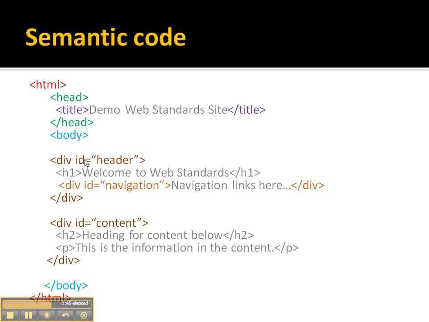Then we have a division, and that division is called header. Well, what do we expect to find in our header? We expect to find a title, such as this H1, Welcome to Web Standards, and then maybe another division, which is our navigation, and that ends that particular header section. Now we start a new section called Content. Inside there we might find a new heading, which is the heading for the content, then a paragraph, which is information, of course, what the content is.